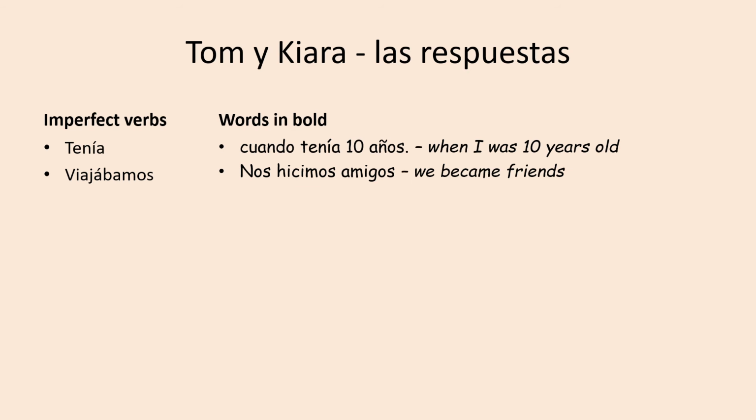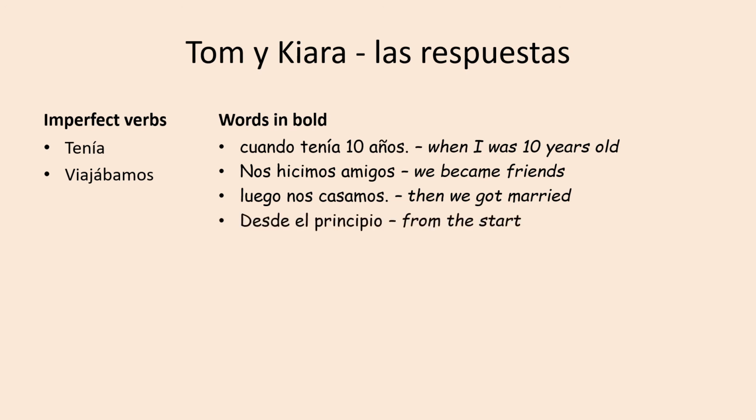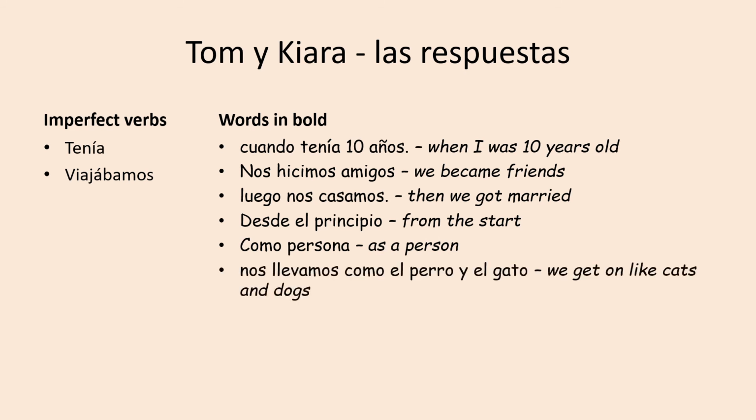We became friends. Nos hicimos amigos. Got a reflexive verb here, nos, reflexive pronoun. Luego nos casamos. We are, again, with a reflexive verb because they did the action together to each other. So, luego nos casamos. Desde el principio, from the start. Como persona, as a person. Nos llevamos como el perro y el gato. This is an idiomatic phrase here, so we are saying something with a hidden meaning. So they say we get on like cats and dogs, or dog and cat.